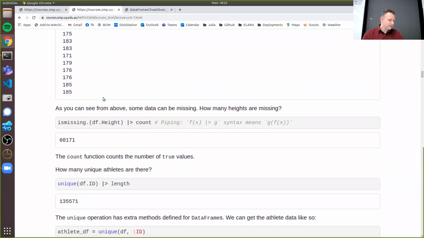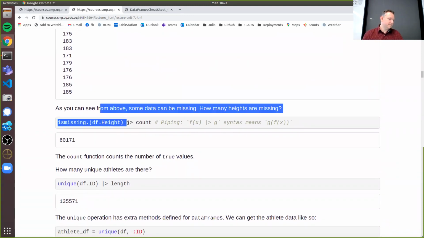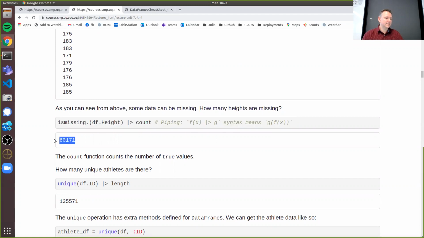And maybe we'll want to figure out what fraction of them are missing. So there's 60,000 missing heights out of 270,000 rows. So it's a reasonable fraction. When you're looking at real data, you'll find a fair fraction of it is corrupt or missing or something like that. And you can't just ignore the fact. It's not like one row out of a million is slightly wrong. It's like a third of your data is screwed, and you have to deal with that.